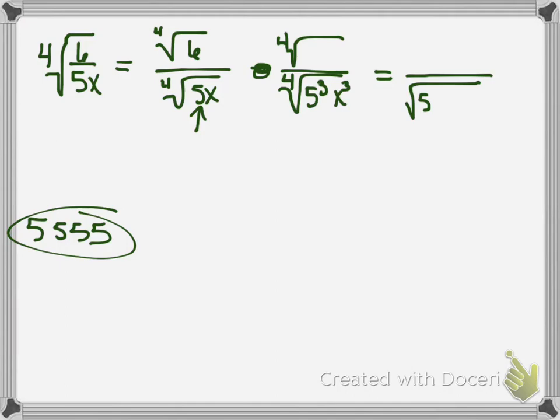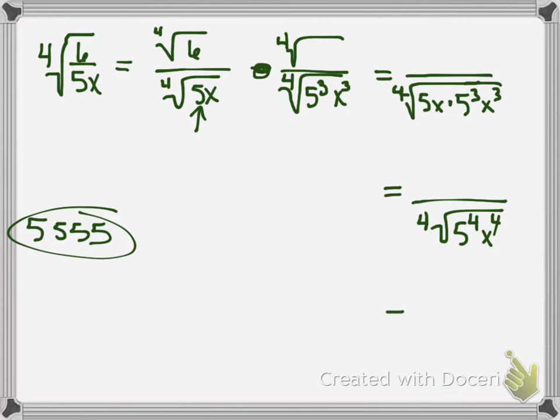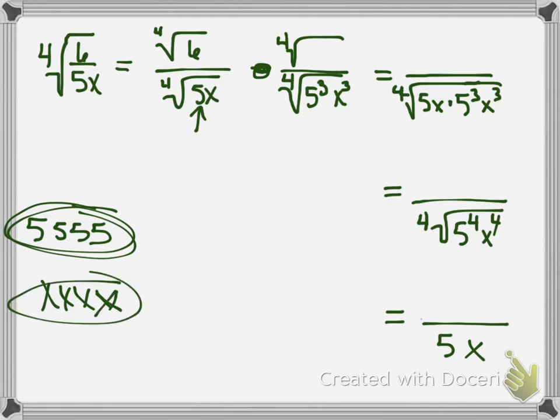Because when I multiply those together, I'm getting 5 times 5 cubed is 5 to the 4th power. X times x cubed is x to the 4th power. Basically, how many 5s and how many x's do I have? And when I take the 4th root of that, I'm just left with a 5 and an x. Because I had one group of 5s, and now I have one group of x's. That's the worst looking x's ever. And that's why it's 5x.